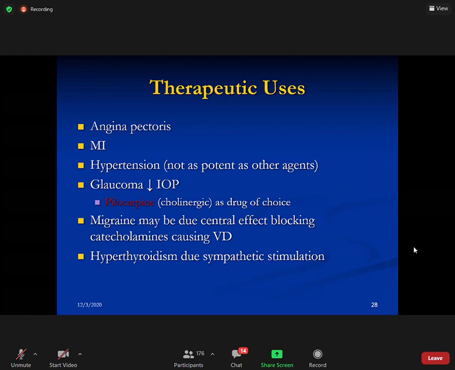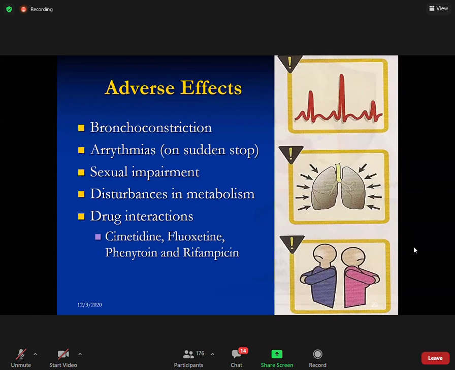migraine. Hyperthyroidism due to sympathetic stimulation. The other effects, remember bronchoconstriction, and arrhythmia on sudden stop.